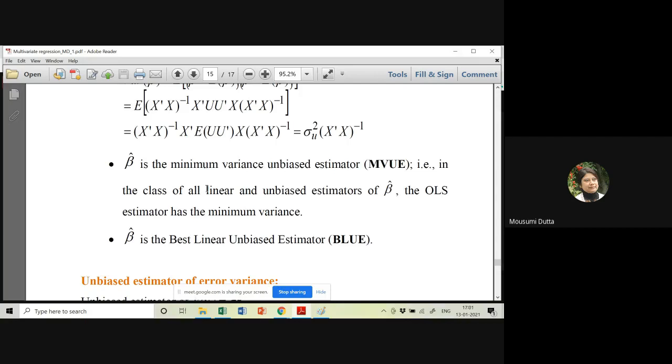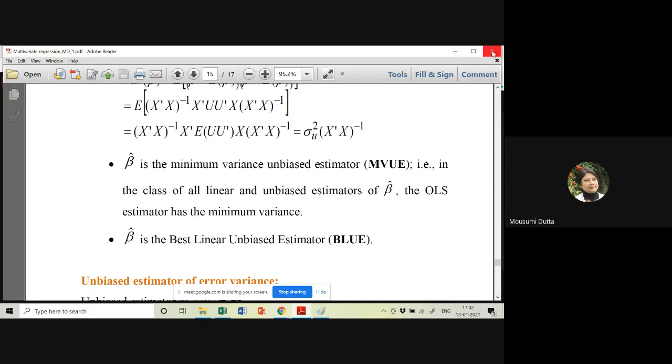Just before coming to this, in our rough work, we presented the variance covariance matrix of U, the expectation of U prime U, and we got sigma square IN. Under most circumstances this sigma square is unknown, and therefore the entire variance covariance matrix remains unknown to us. Hence, we need a suitable estimator for this sigma square.